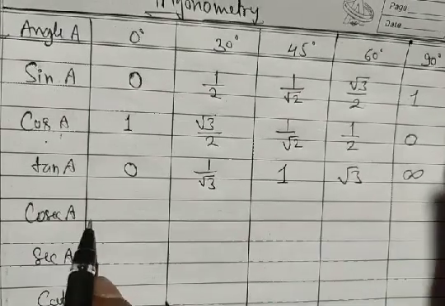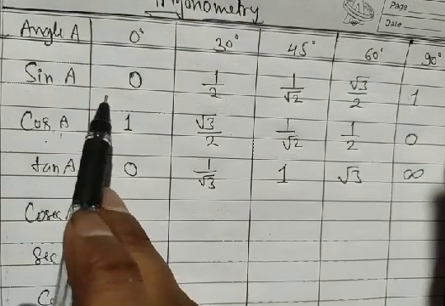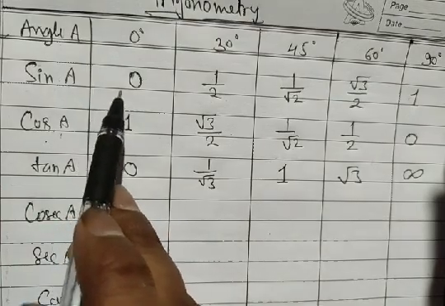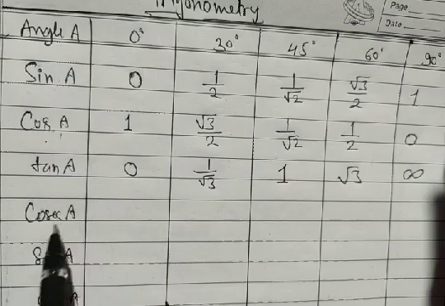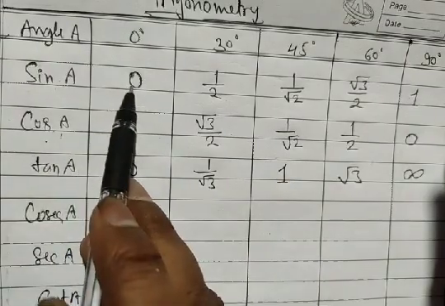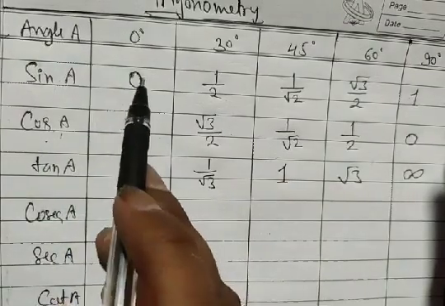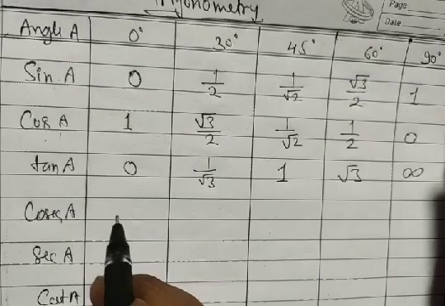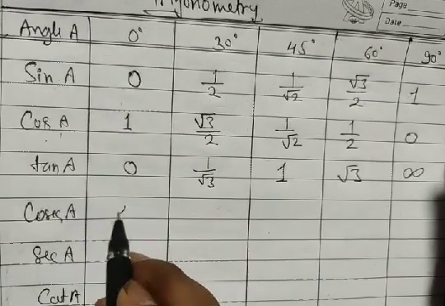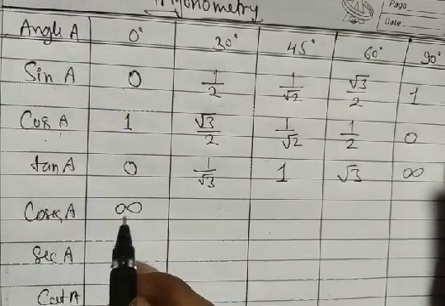Now what is cosec? Cosec is the reciprocal of sine. We are going to take the reciprocal values of sine. Sine 0 is 0. What is the reciprocal of 0? 0 by 1 means 1 by 0. Again, 1 by 0 is what? It's undefined, so we get infinity here.